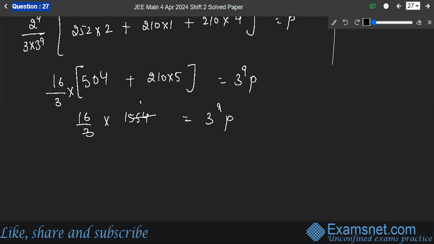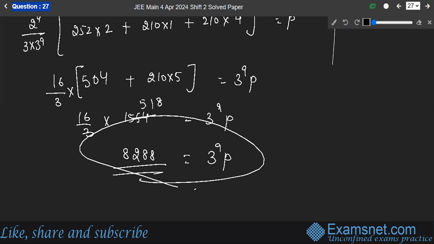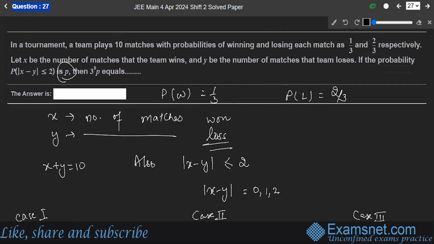This will cancel. You will have 518. So 518 multiplied by 16 is going to give 8288. This is equal to 3 power 9 into P. So this is the answer to the question, 8288. Hope you got that. Let's move to the next question.